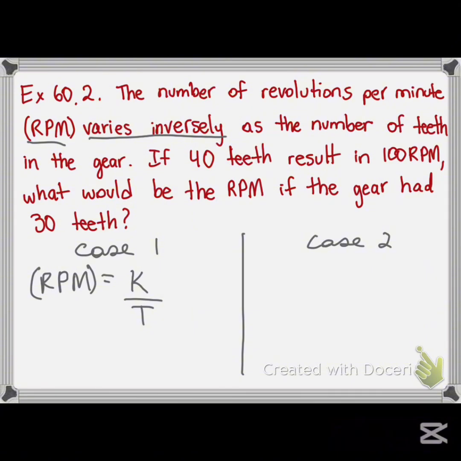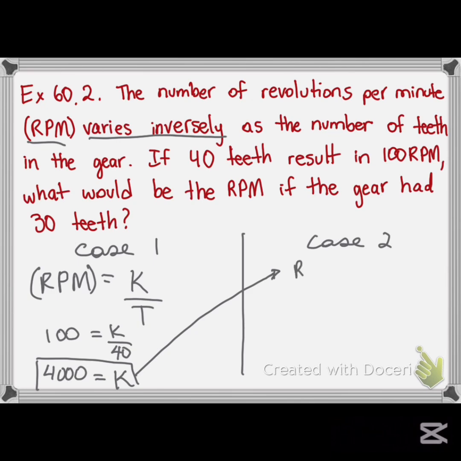The first one says, if 40 teeth result in 100 RPM, so 100 RPM goes here, K we don't know, and then 40 is here. Then the question is, what would be the RPM if the gear had 30 teeth? So here again, in the first case, we can find K because the 40 that is dividing comes to multiply, and 40 times 100 is 4,000. So that's our K that we're going to use as our constant in the second case.